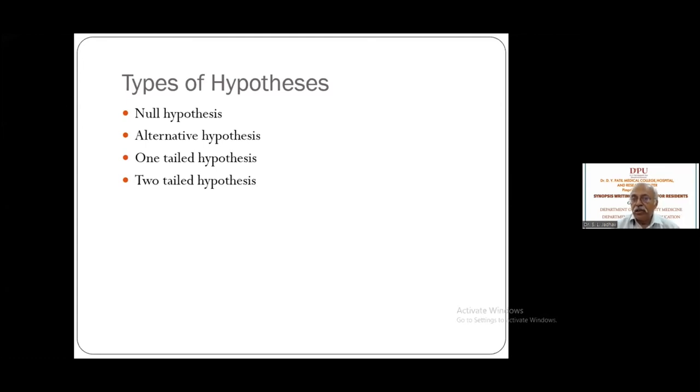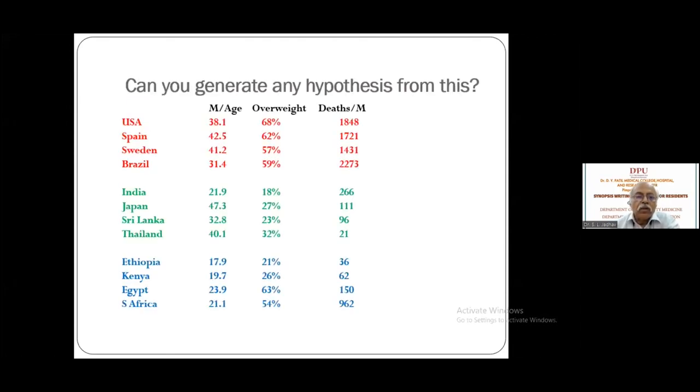Usually we don't take one tail. Of course, the advantage of one tail is that the sample size becomes less, but that is not fair. You have to take a two-tail hypothesis because in advance you do not know whether any intervention is superior or inferior. So I'm just trying to familiarize you with the terms. It will be repeated later. So I am just giving an example.